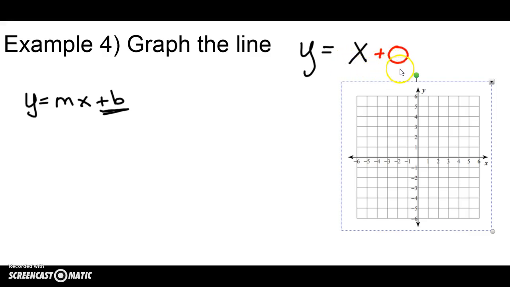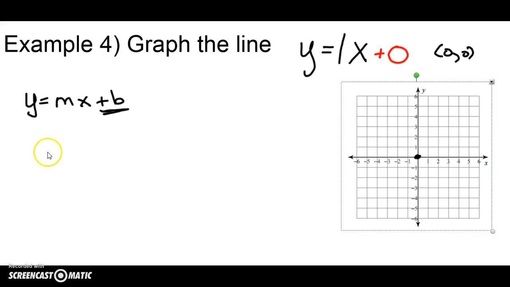So what this tells me is my starting point is at 0, 0. I'm going to go ahead and plot that point. We know in math that if we don't see a number in front of a variable, there is a 1 there because 1 times the variable is the same as just that variable. So what I have now is y equals 1x plus 0.